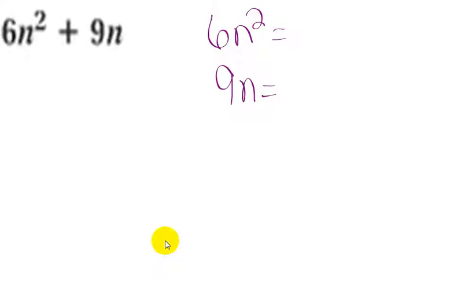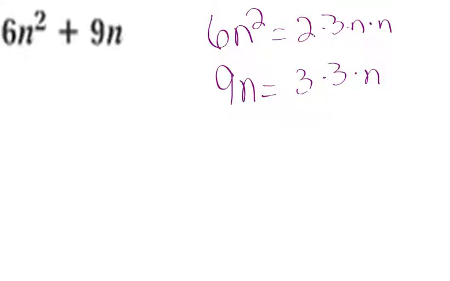So what is 6? It's a 2 times 3, which are both prime. And then n squared is n times n. So 6n squared can be written as 2 times 3 times n times n. And 9n is just 3 times 3, both prime numbers, times n. Okay, and that's all of our terms. They're all in prime, and they're all simplified as far as we can go.